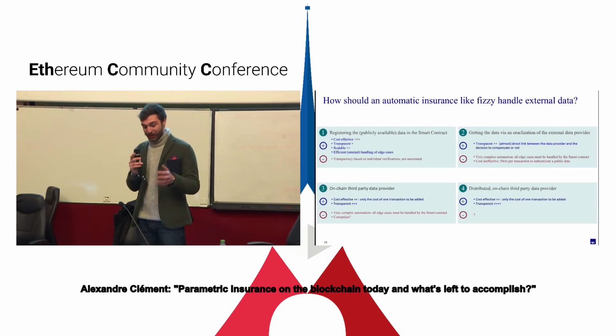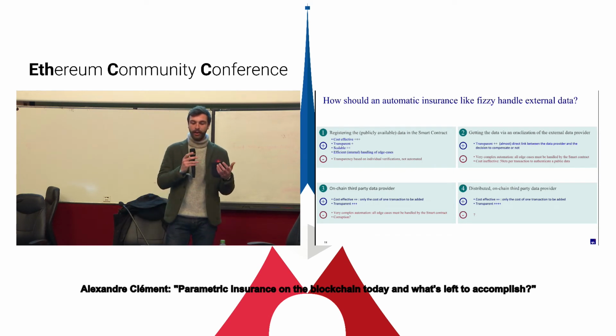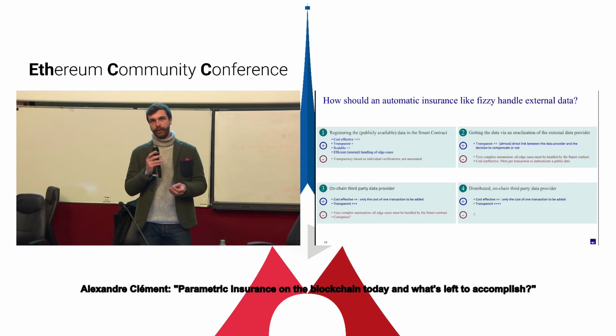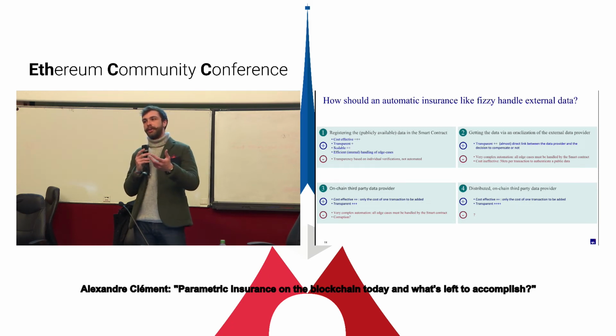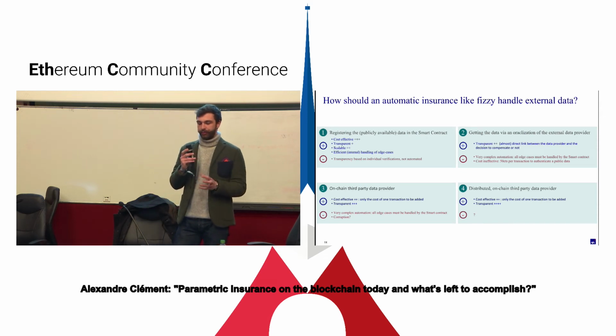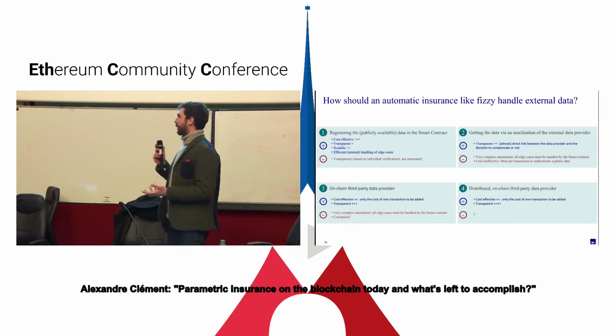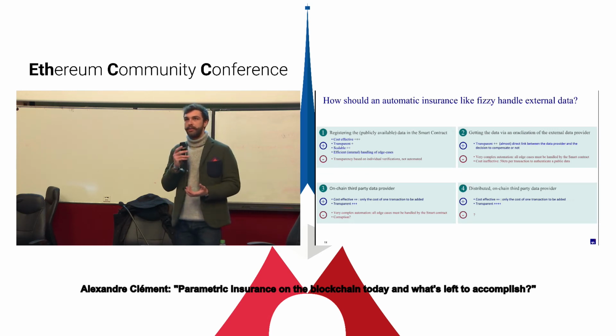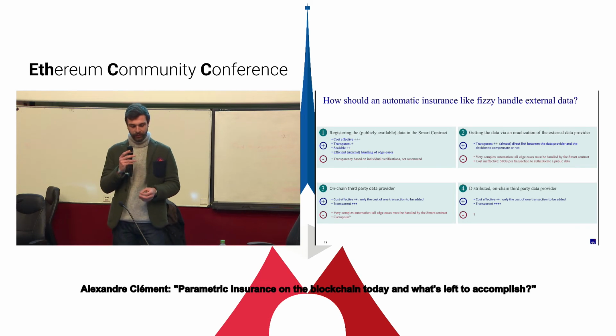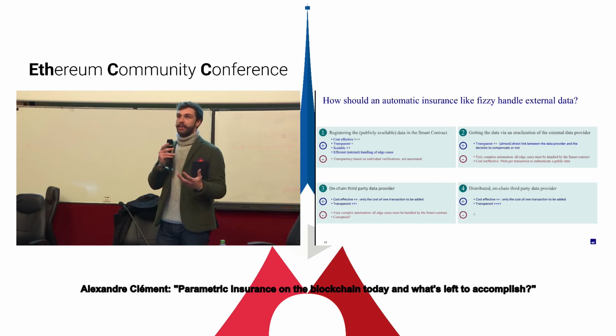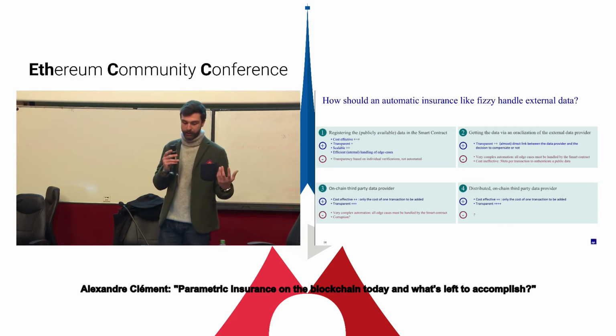What we've been requested a lot to do would be to get the data via an oracleization of the external data provider, which means paying a third party to authenticate our call to this flight data provider and saying that it does come from this guy and it hasn't been changed in the middle. The issue is that it's not very cost effective, because the cost of authentication is almost more than 10% of the base price of our policies. And also the handling of edge cases is a lot more complex, because you will directly get the data, even if it's inaccurate, transferred to your smart contract.